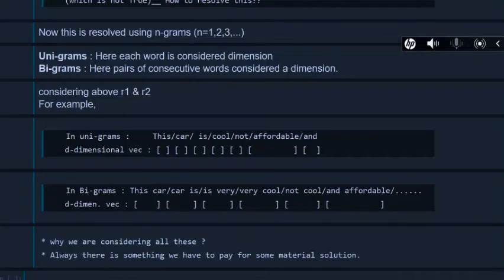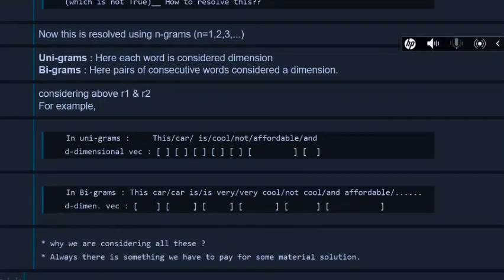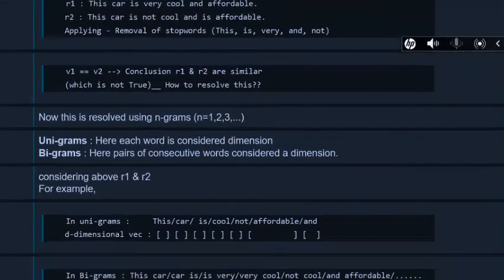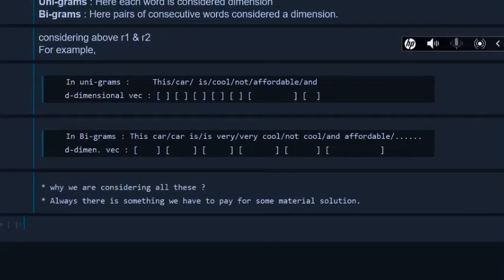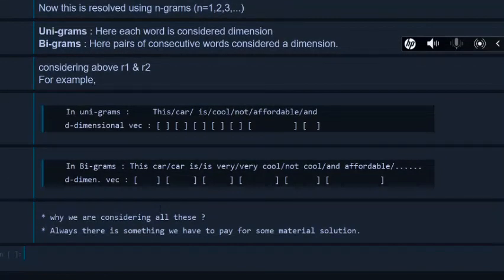Here we have the example. "This car" is in sequence, consecutive words, so it is considered one dimension, and "car is" is another dimension. In the same way, "very cool" and "not cool" are considered two totally different dimensions. So the computer will conclude that these two reviews are different. With bigrams, and also the different n-grams, such as trigrams or many more, we can proceed. They are called n-grams.